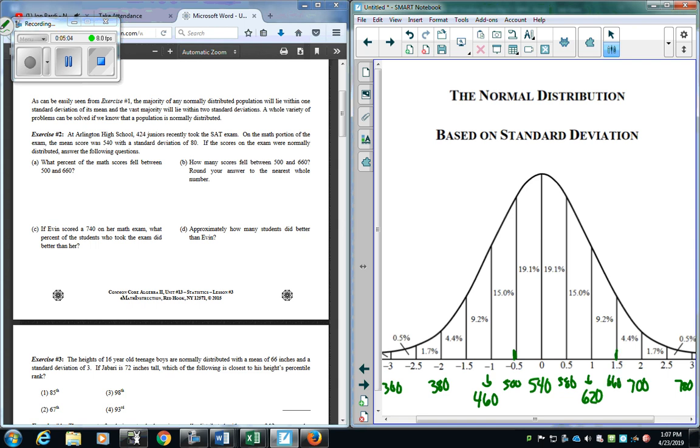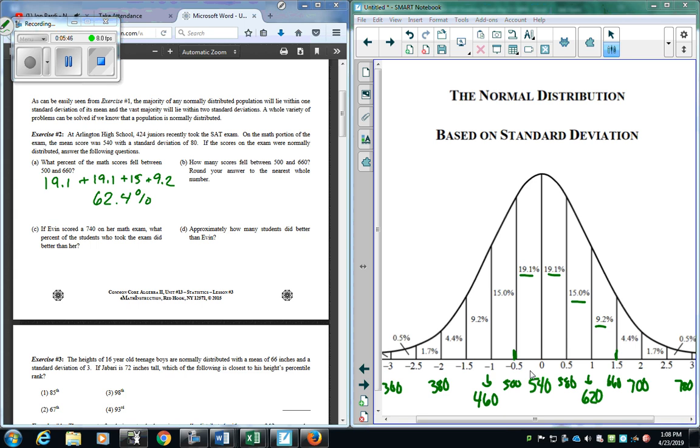So we'd have to add together all the percentages in between those sections. So we got 19.1, 19.1, 15, and 9.2. So you can go ahead and take your calculator and add those parts together. And in the case of this, we get 38.2, 53.2, and 9.2, which would be 62.4%. Okay. So more than half would fall within those areas.